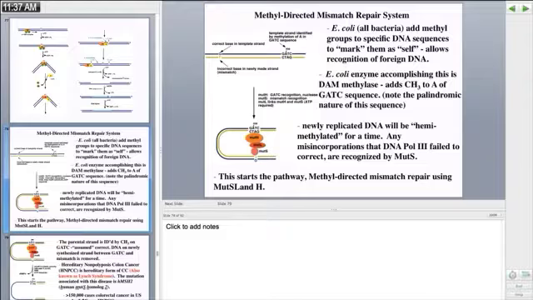eventually, not immediately. Because as I mentioned, this system that we're talking about now, the methyl-directed mismatch repair system, is designed to pick up misincorporations that have been missed by the proofreading activity of DNA polymerase. So that's what's shown here.